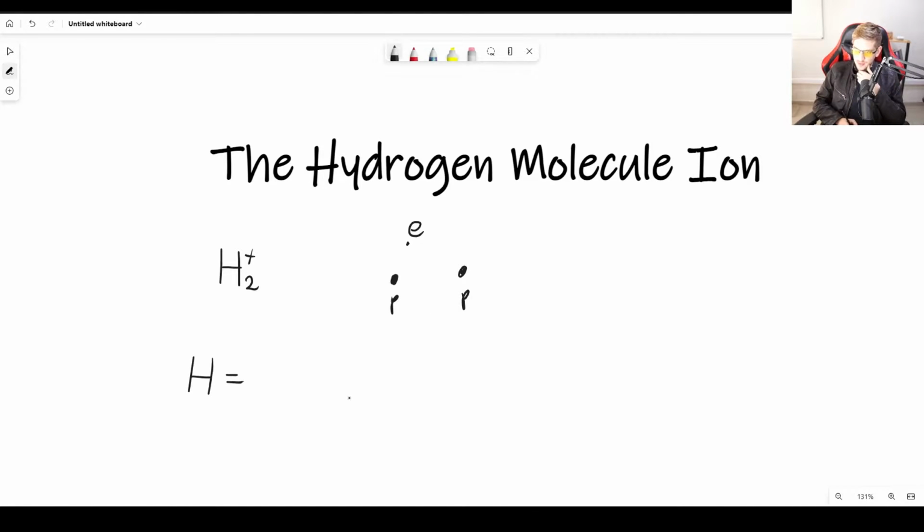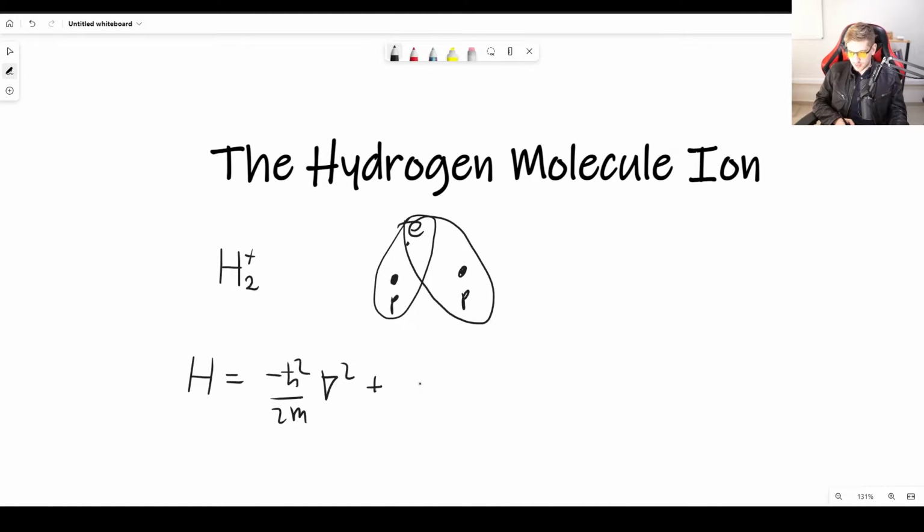Now, the Hamiltonian for this would be, of course, a kinetic part for the electron. And then we will have 2 Coulomb interactions, right? One with each one of these protons. So we will get minus e squared over 4 pi epsilon 0, and we will call the distances R1 and R2. Of course, it doesn't matter which is which, but those will be the names that we will use for our coordinates. So 1 over R1 plus 1 over R2.